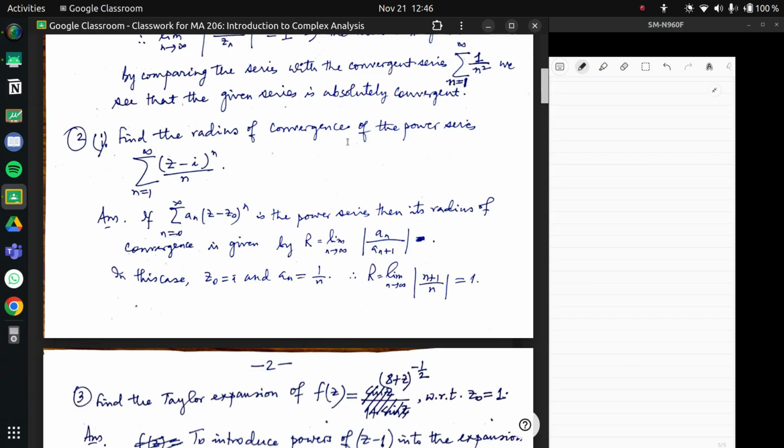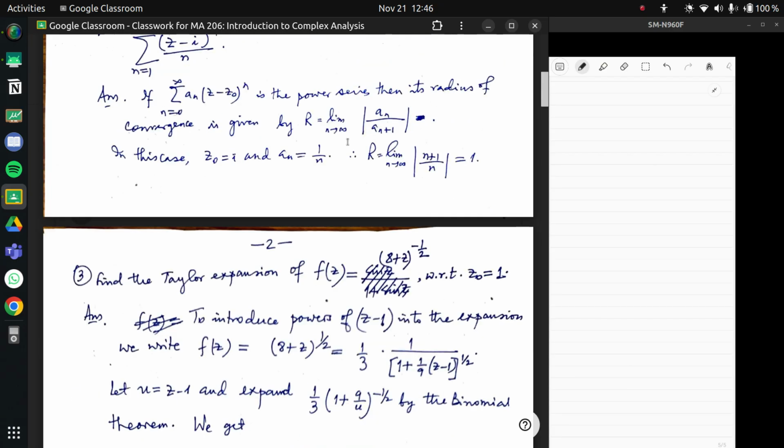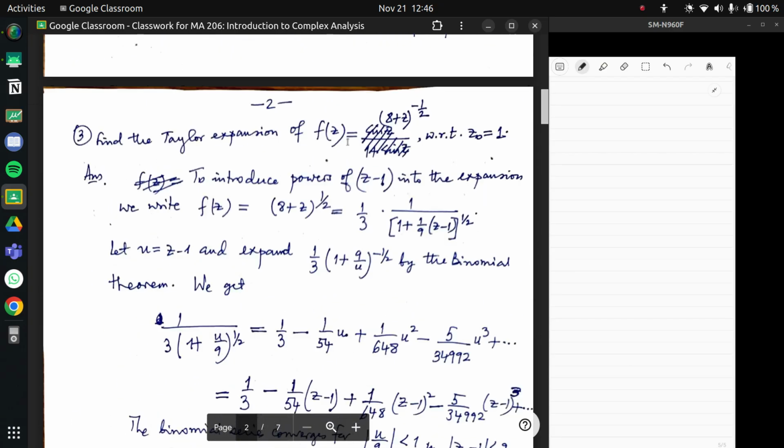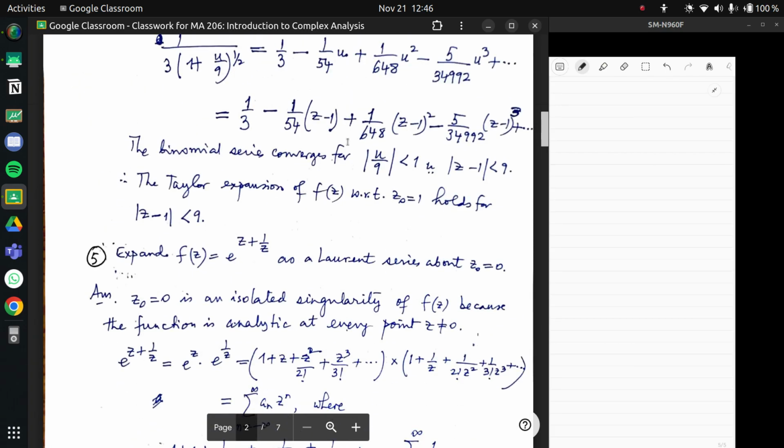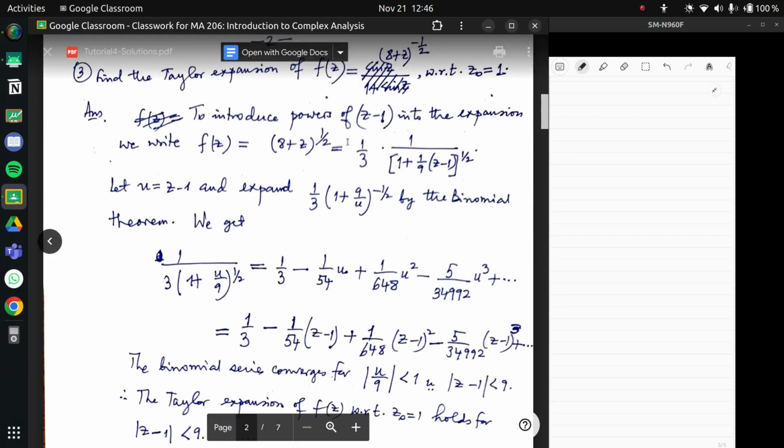Yeah, just r equal to 1. What's the big deal? What were you expecting? Yeah, that's just 1. Then find the Taylor expansion of this at z not equal to 1. So yeah, the usual stuff.